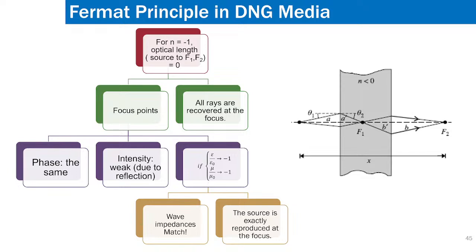Because the wave impedance matching is there, there will be proper transmission, and normal incident waves will pass through the slab to the surrounding. Therefore, the source will be exactly reproduced at the foci. So the forward principle is valid even in this case. Next.